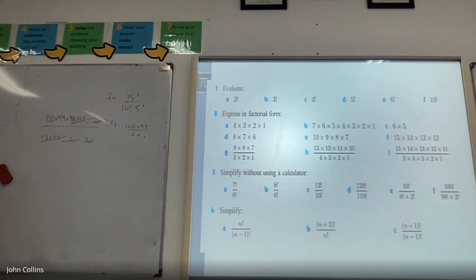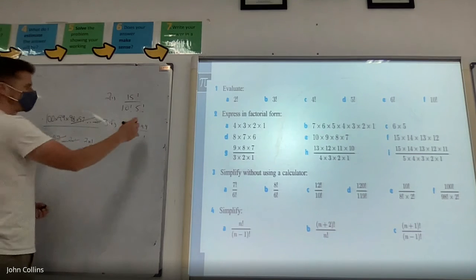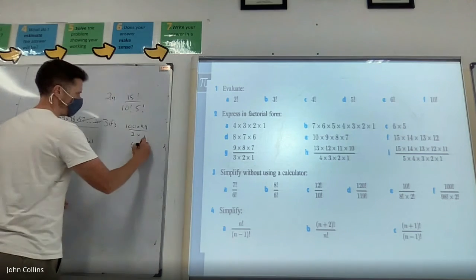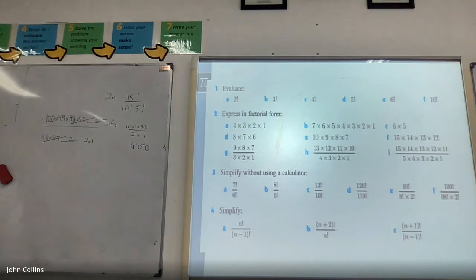And now it's just figuring it out without a calculator. So 100 times 99 is 9,900, and then divided by 2, it's 4,950. Now the ones in theory, did anyone get an answer to any of the ones in theory? It's way nicer just dealing with numbers, isn't it? This letter stuff, unfortunately.